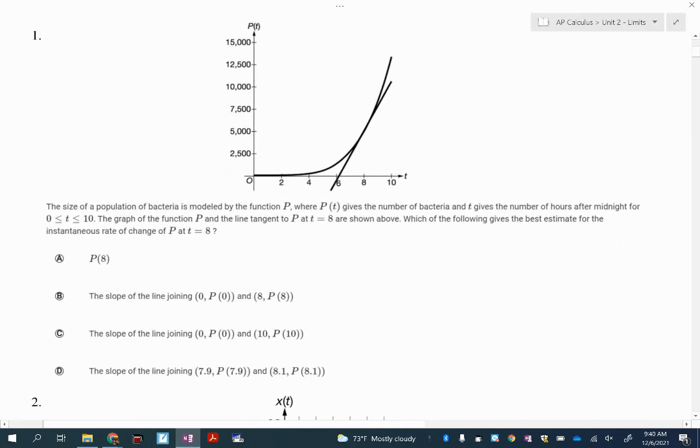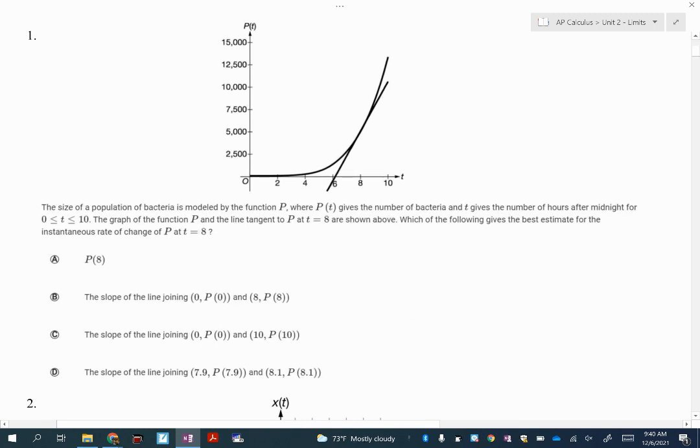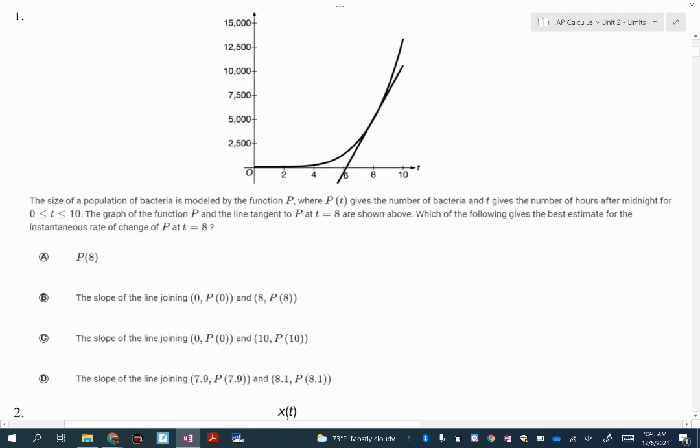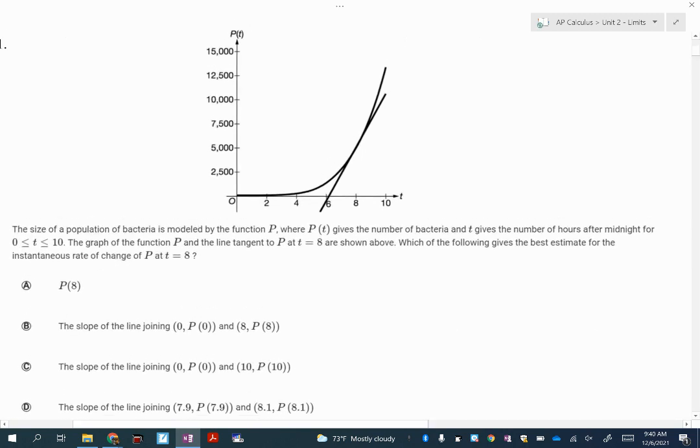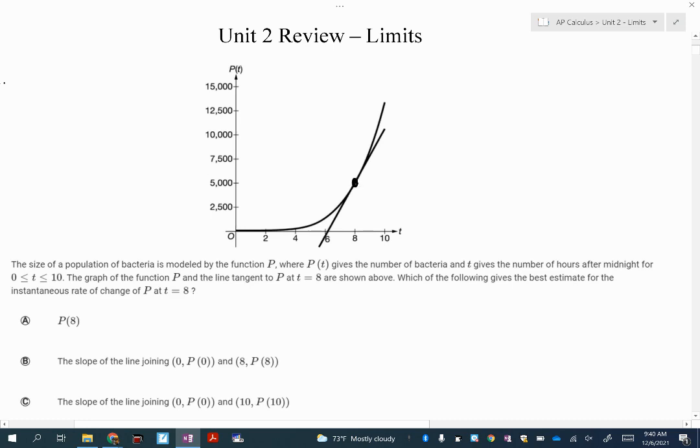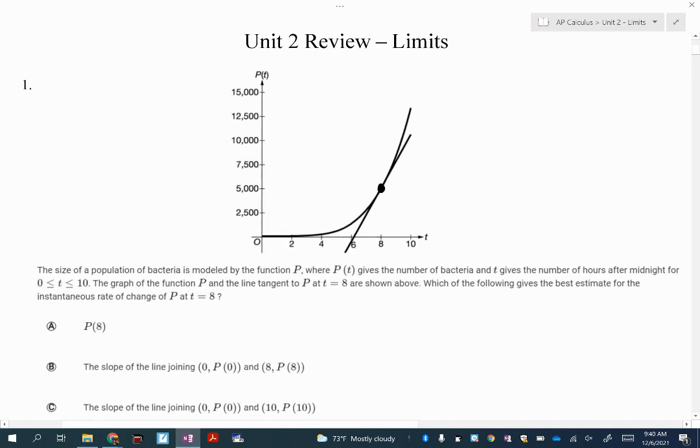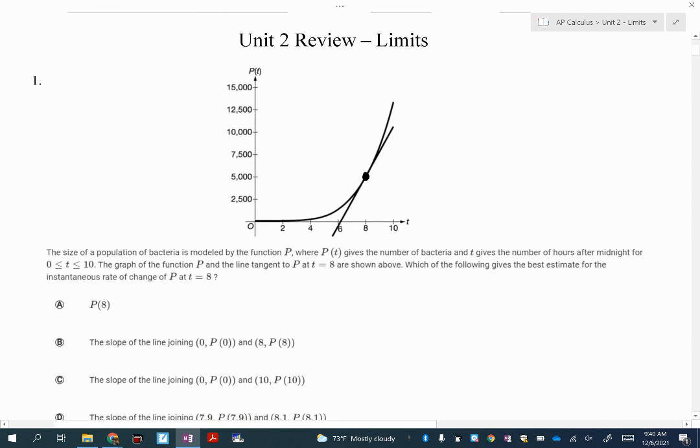Number one is looking at this exponential function here, talking about the population of bacteria. It says, which of the following gives the best estimate for the instantaneous rate of change of P at time equals 8? So that's right there. What this is doing, as you'll see when we get into our next unit on derivatives, is getting you started thinking about the slope of a line that is tangent to a curve at some point. So this line that they drew is tangent to that exponential curve at the point t equals 8.